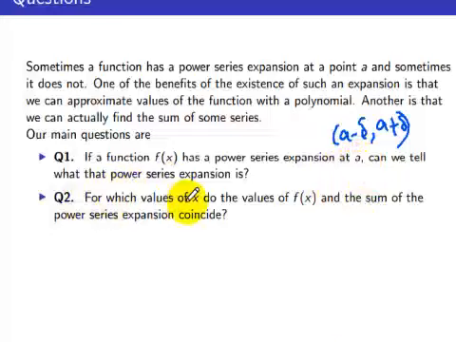For which values of x do the value of f and the sum of the power series coincide? All right, let's find that out. Suppose f is infinitely differentiable, right? And assume that f of x has a power series.